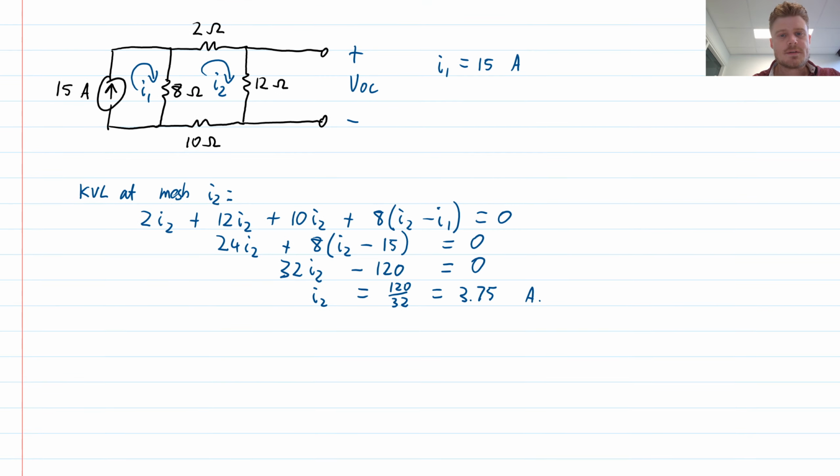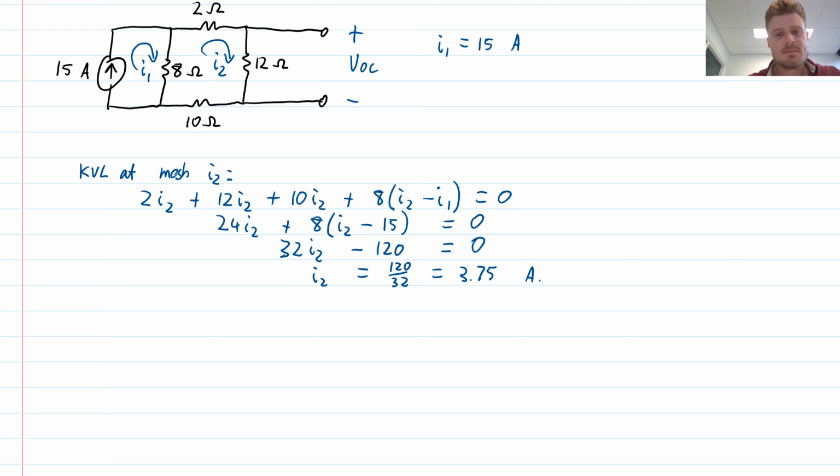amps. So then I can calculate what must be this open circuit voltage, so VOC here will be just the voltage across this 12 ohm resistor. Looking at the polarity, I have the current flowing from the positive to the negative side, so that's the normal direction of current, so I have just positive V is IR. So positive V equals IR will give me 3.75 times 12, which is 45 volts. So VOC is 45 volts.